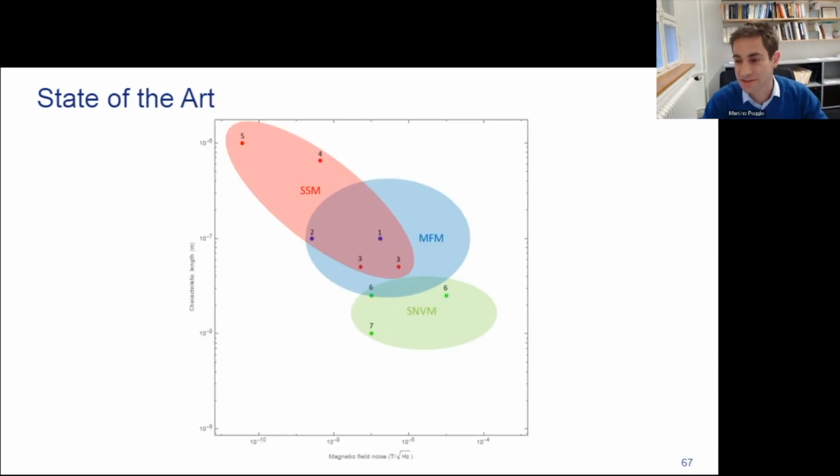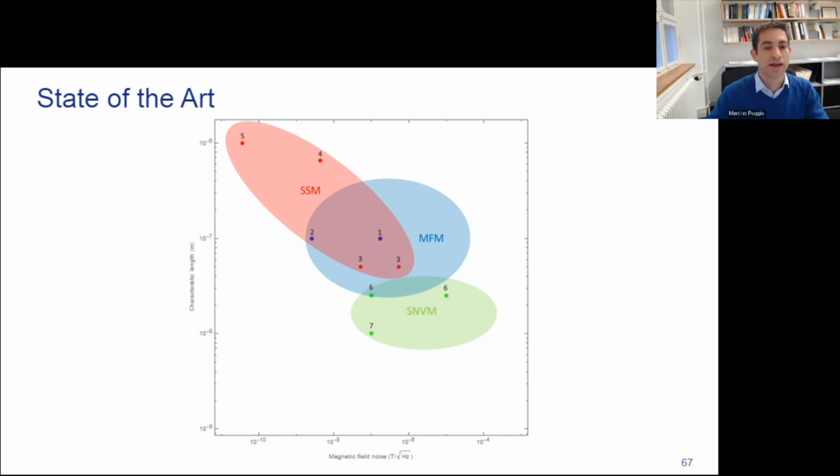Another way to look at this is in this plot. I'm essentially plotting the characteristic size of the sensor on the y-axis against the characteristic magnetic field noise of that type of sensor on the x-axis. I've plotted a few state-of-the-art scanning SQUIDs in red, the MFM, including nanowire MFM, in blue, and scanning NV magnetometry in green. What you can see is that NV magnetometry really combines the smallest sensor size with the highest sensitivity, whereas scanning SQUID has the highest sensitivity in terms of lowest magnetic field noise, but you pay with the size of the sensor. And MFM and maybe nanowire MFM is somewhere in between.